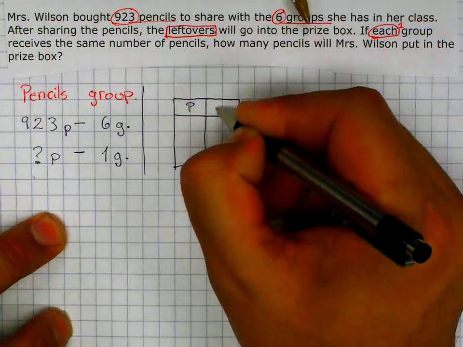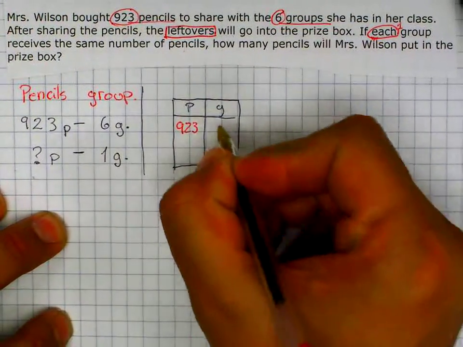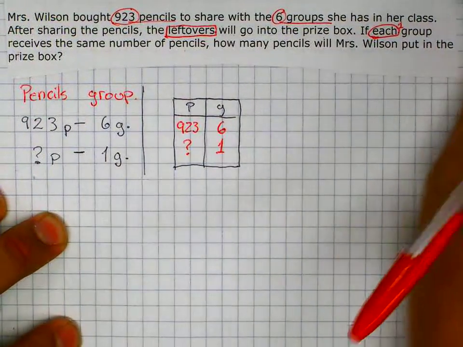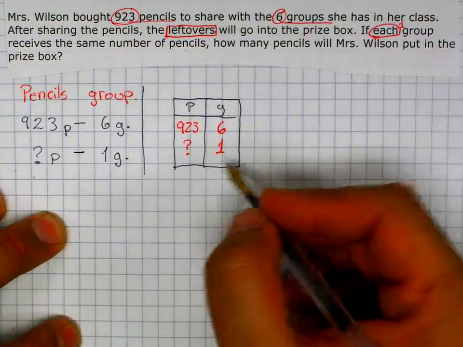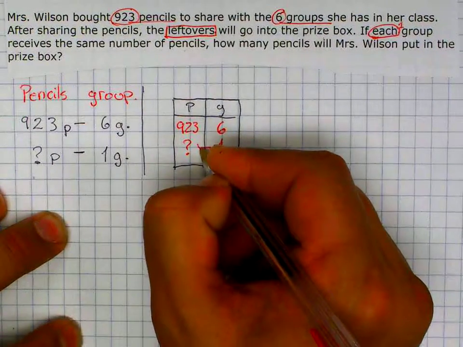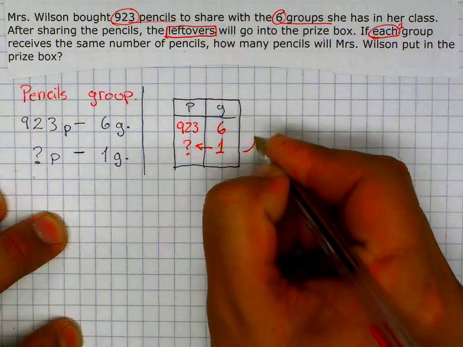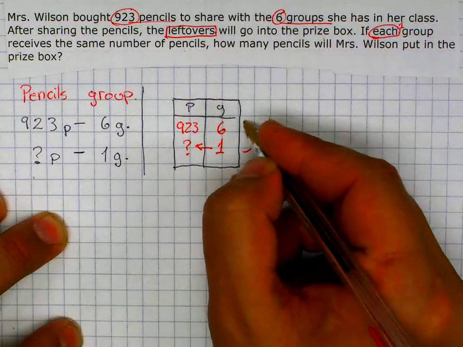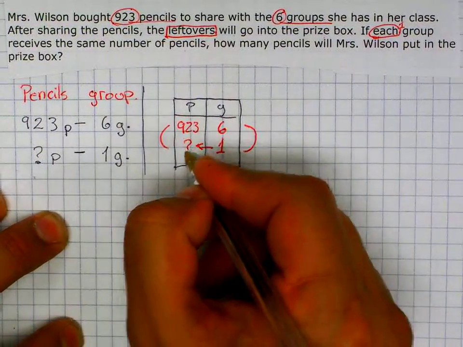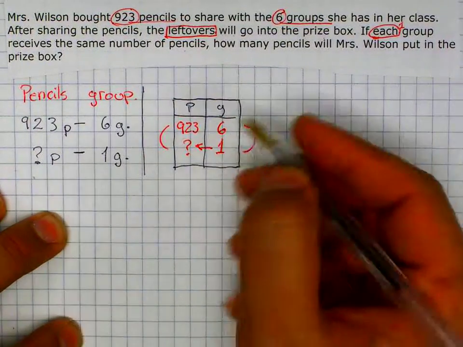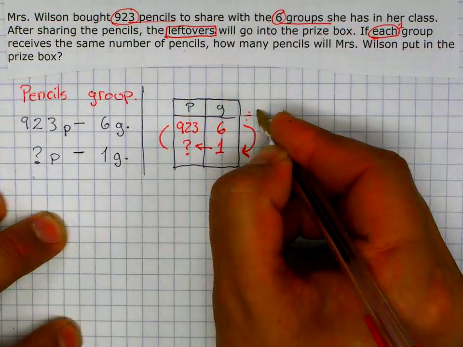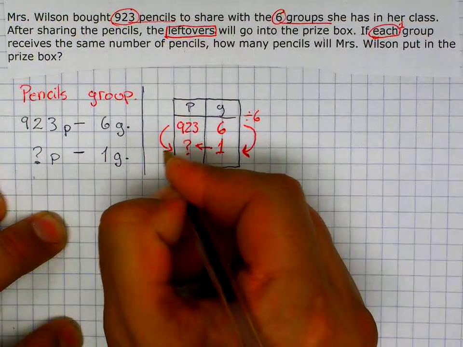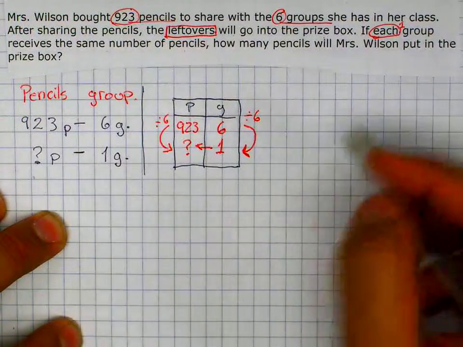Okay, I need pencils. So, she bought 923 pencils for 6 groups. How many pencils will go in one group? Where is my relationship? One. Can I go across? No, we don't know. With the 6. How do I go from 1 to 6? Times 6. Can I multiply this number times 6? No. Okay, so I don't know. So I'm coming down. Divided by 6 is 1. So what do I do with 923? I need to divide this by 6. Okay.